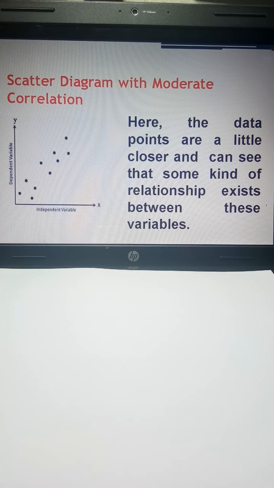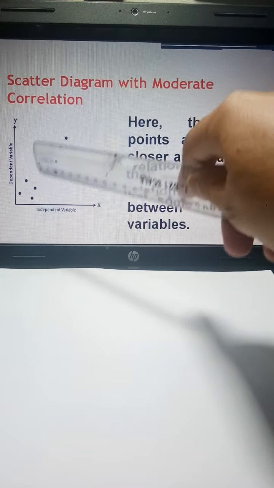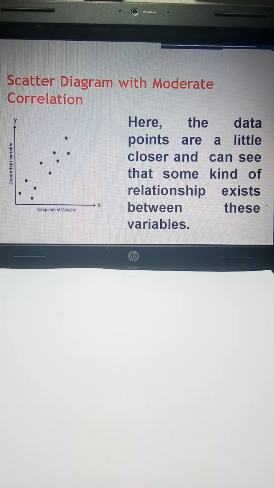Then next is the scatter diagram with moderate correlation. Here the data points are a little closer, not far away, and we can see that some kind of relationship exists. Not the full relationship between them, but there is some kind of relationship. So we can say it shows moderate correlation.